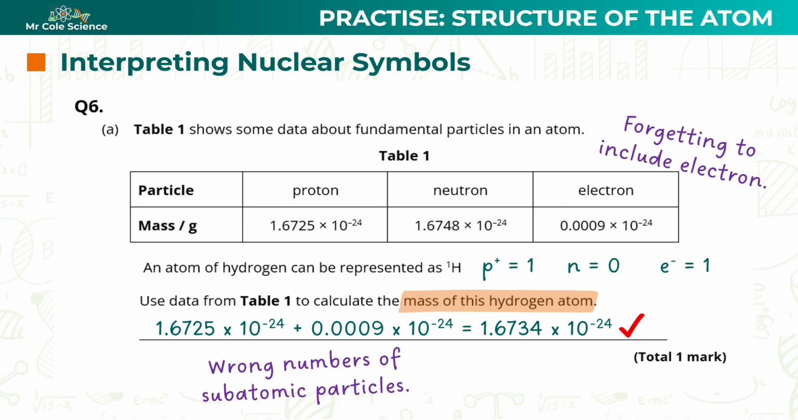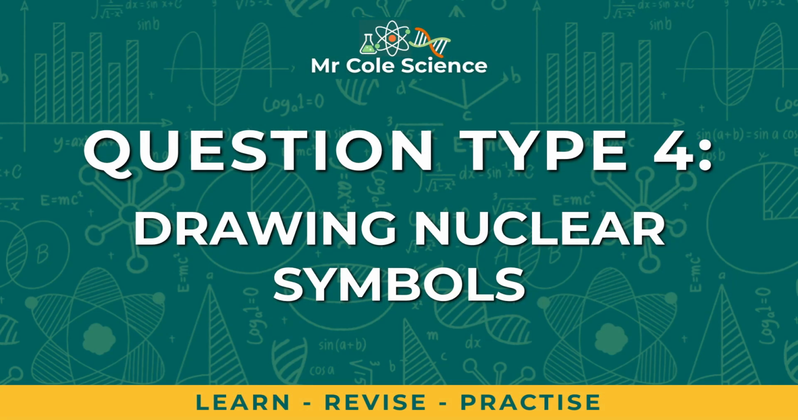Now, there are other variations of these types of exam questions. Multiple choice questions where you're asked which atom has the most or least neutrons, or multiple choice questions asking you which row has the correct number of protons, neutrons, and electrons for an atom or ion given the nuclear symbol. And you can see examples of these by accessing the structure of the atom exam questions on my website. There's a link below.